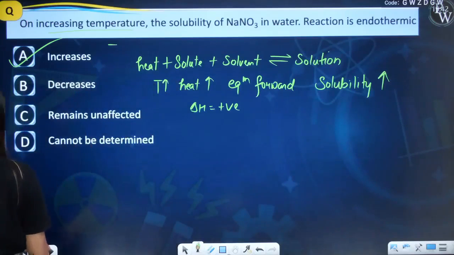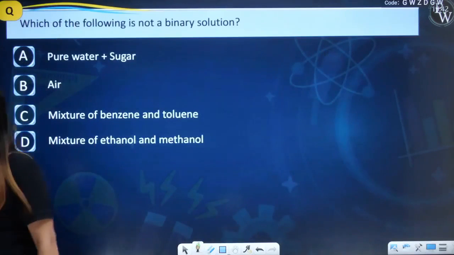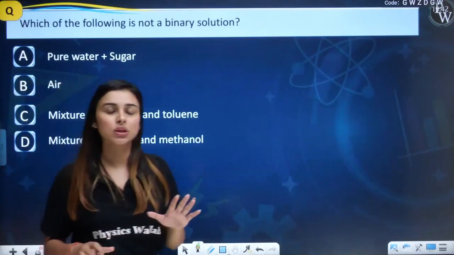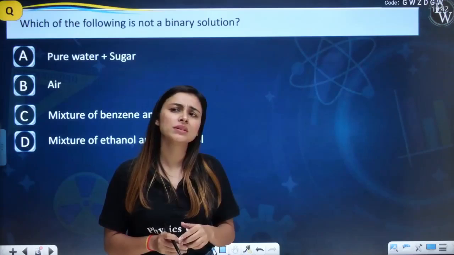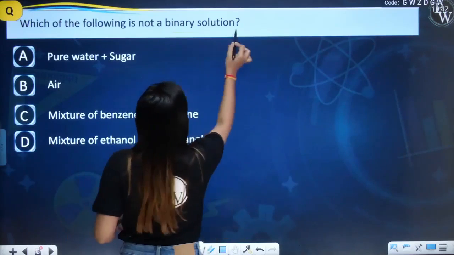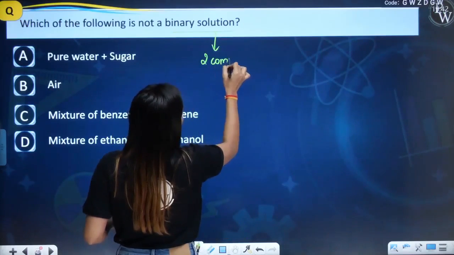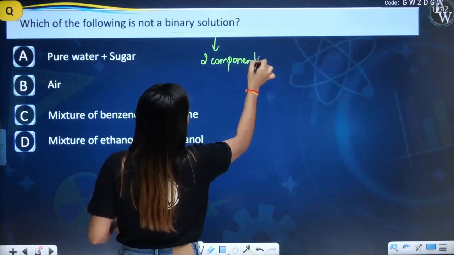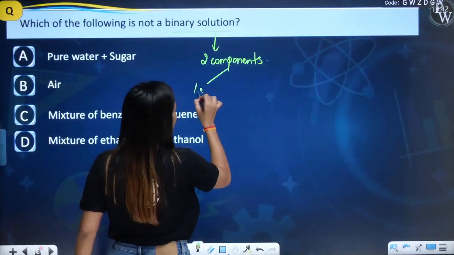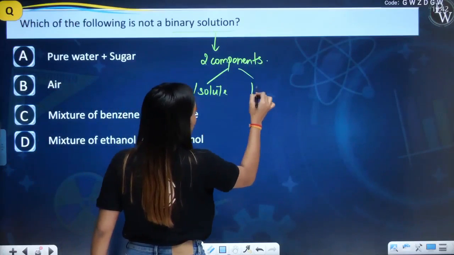The next question is on your screen. You have to try this question yourself, and then you will see ma'am's approach. Okay, perfect. Let's see what this says. Which of the following is not a binary solution? So what is a binary solution, my dear students? A binary solution is a solution which has two components, one solute and one solvent.